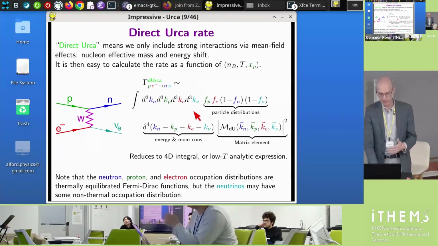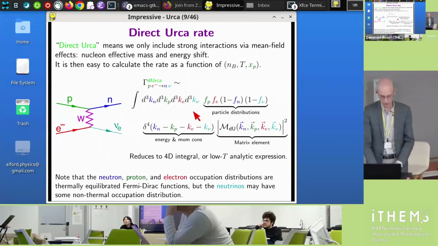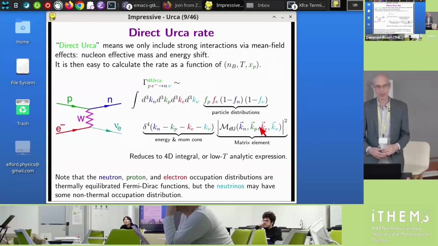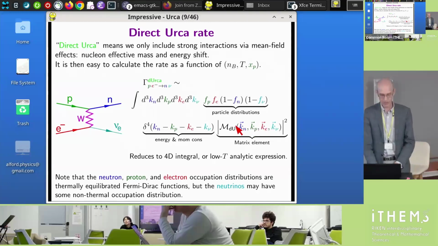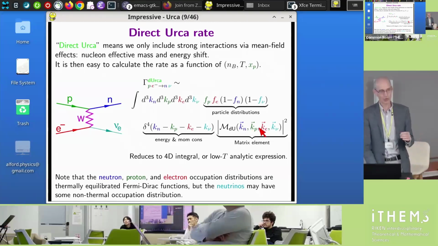So I'll just break it down because it's not too complicated. It's a field theory calculation. So there's a matrix element here, which comes from applying the Feynman rules using the standard model Lagrangian. Just W exchange between two particles. And so you get a matrix element here, which is just a bunch of dot products of these four momenta, right? The four momenta of the neutron, the proton, the electron, and the neutrino. And actually, in this case, they're all on shell. So all you need to know is their three momenta.